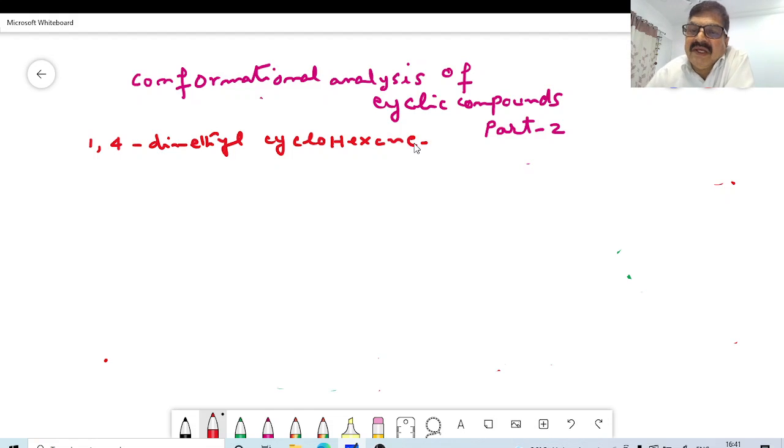1,4-dimethyl cyclohexane. Because two methyl groups are there, one methyl group can be above the plane of the ring and one can be below the plane of the ring, or both methyl groups can be on the same side. Okay, therefore we can have a cis isomer and a trans isomer here. Okay, now how will you draw this? We should draw the chair conformation also.